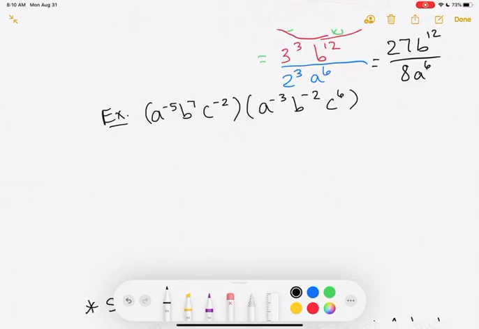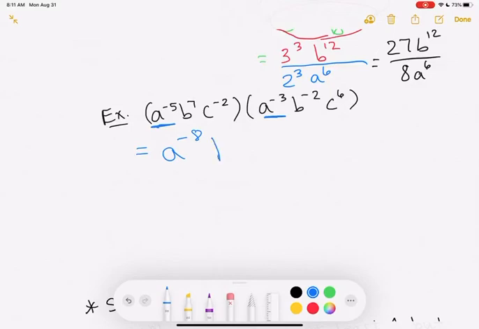Okay, so I have a to the negative 5th, b to the 7th, c to the negative 2, all times a to the negative 3, b to the negative 2, c to the 6th. A lot going on, right? So many different ways to do it. The way that I started this one is I saw this a to the negative 5th, a to the negative 3. And remember that we can combine those exponents since we're multiplying. So really another way to look at this is a to the negative 5 minus 3. So it would be a to the negative 8.